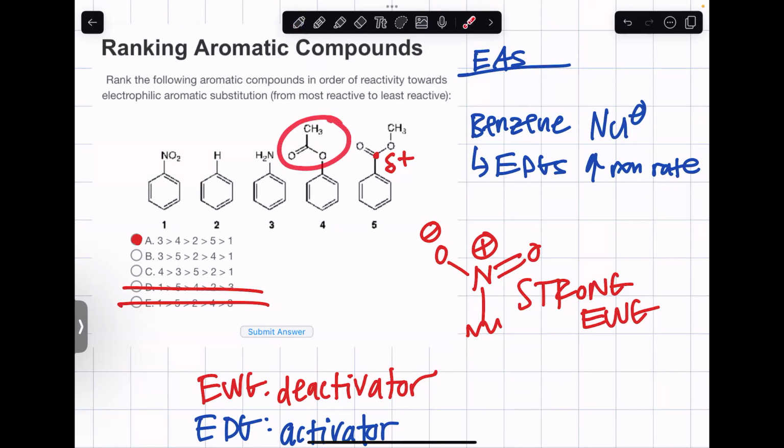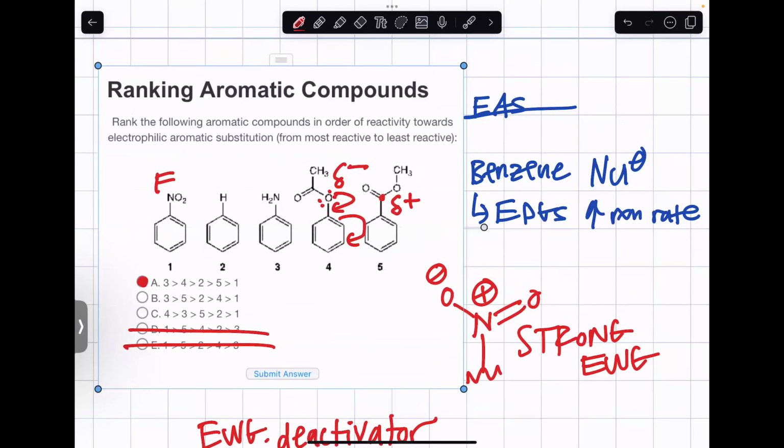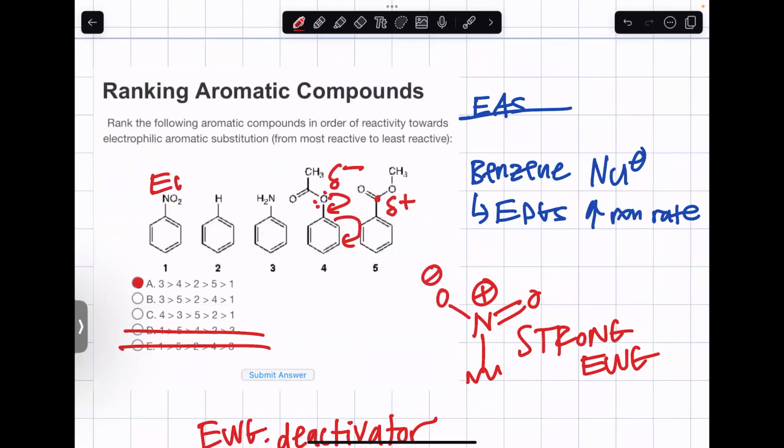EWG. No, EDG because the oxygen has lone pairs. And it's also partial negative. It has lone pairs and partial negative. Right? It has lone pairs for it to donate into the ring, so it's an EDG. So the only EWGs here are 1 and 5. They have to be the lowest.